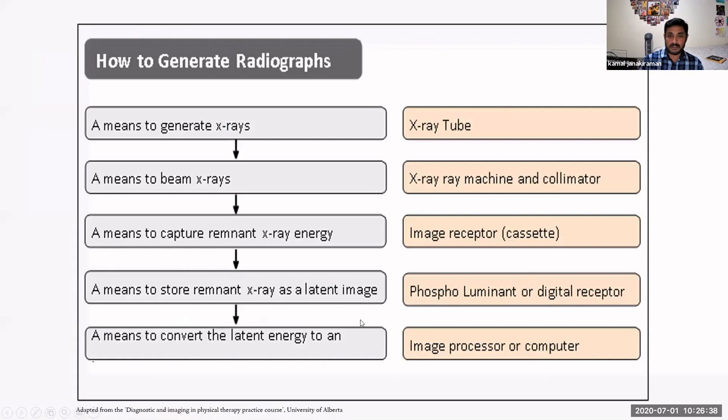So this is a small flowchart to explain how to generate the radiograph. First, what you need is a means to generate the X-rays. That's called the X-ray tube. A means to beam the X-rays: the X-ray machine and a collimator. A means to capture energy: the image receptor and cassette. Don't worry about this, I'm going to explain it in detail later on. A means to store the remnant X-rays as a latent image or the digital receptor. And finally, a means to convert the latent energy to a radiographic image, which is usually done by an image processor or computer.